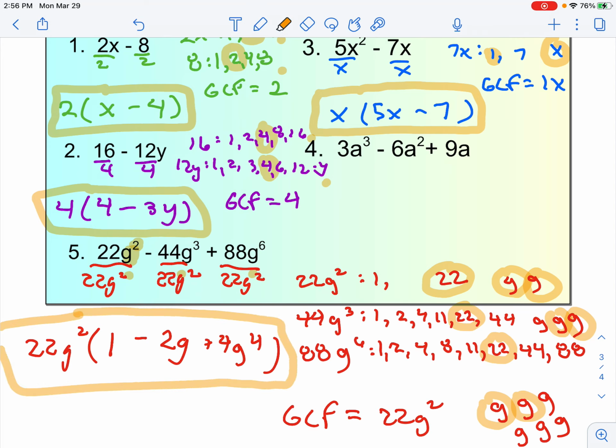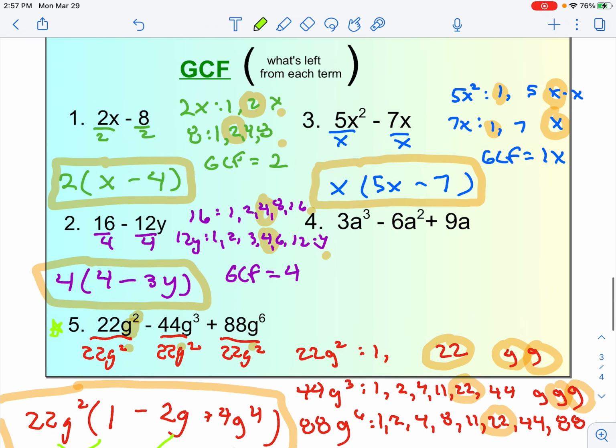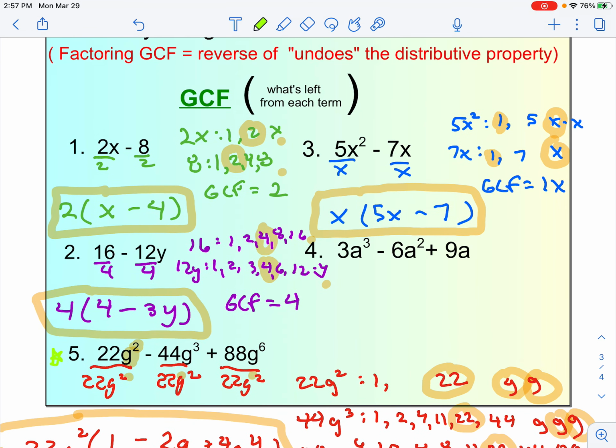And again, you can always check these by multiplying using the distributive property. Remember, you can multiply these together, and that should give you your double check to see if you got what you started. All right, you try number 4, and then you can restart the video for the explanation and the work.